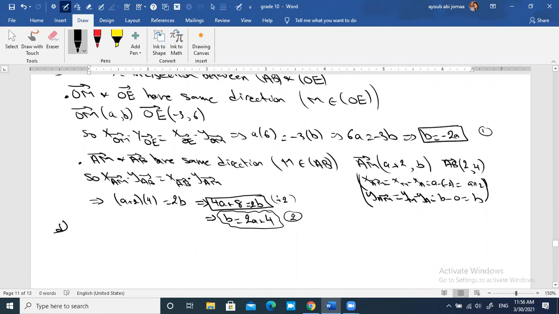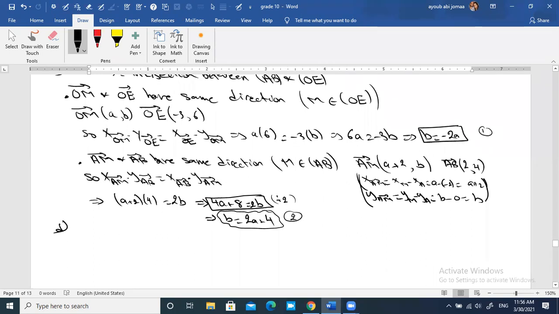Using collinearity. Collinear points. O, M and E are collinear with A, M and B. You can use the system of these two equations. Yes, of course. As a solution, it's correct.